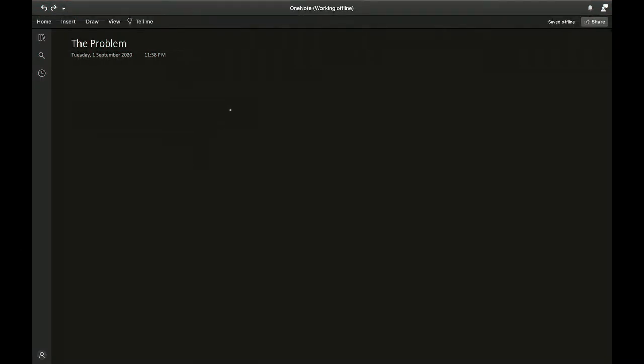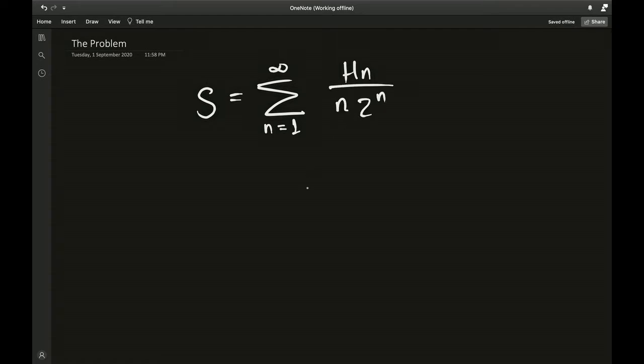Okay, so we have to evaluate this infinite sum, call that S. Say we have the sum from n equals 1 to infinity of the nth harmonic number divided by n times 2 to the n. Now if you slightly rearrange, this becomes the sum from n equals 1 to infinity of the nth harmonic number times (1/2) raised to the nth power, divided by n.